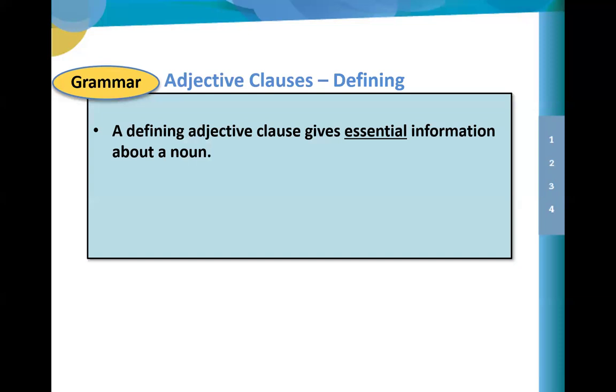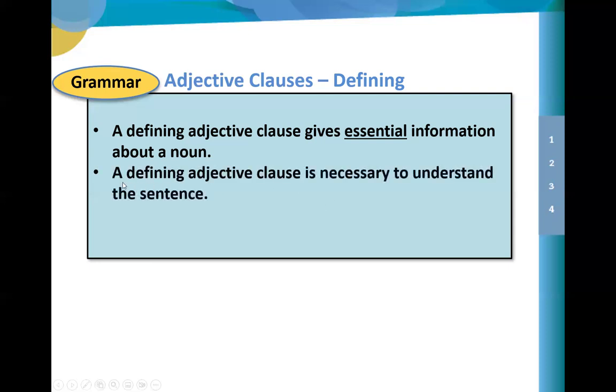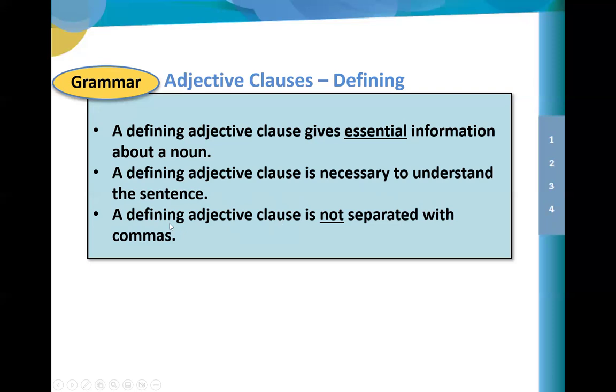Here is another kind of adjective clause, which is defining adjective clauses. A defining adjective clause gives essential information about the noun, so we cannot delete it from the noun, or we will find it ambiguous. We cannot identify the subject or what we are talking about. So a defining adjective clause is necessary and essential to understand the sentence. We cannot delete it. A defining adjective clause is also not separated with commas.